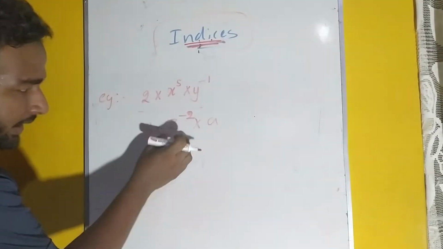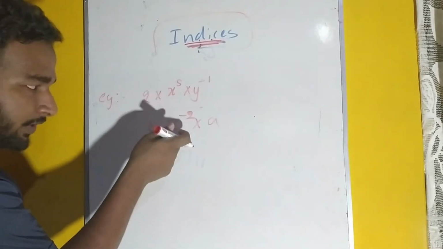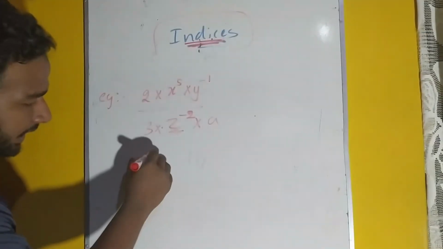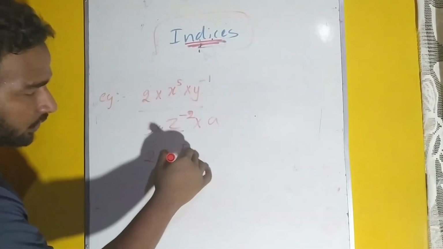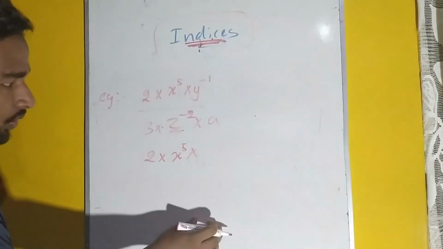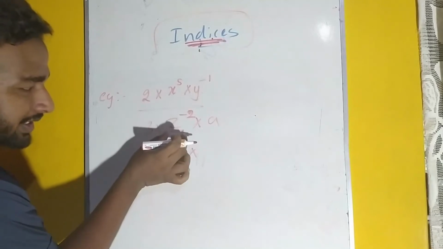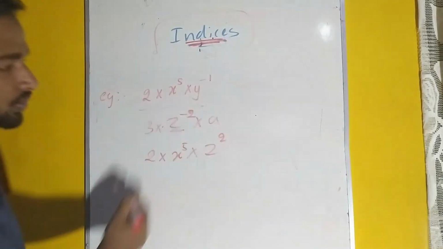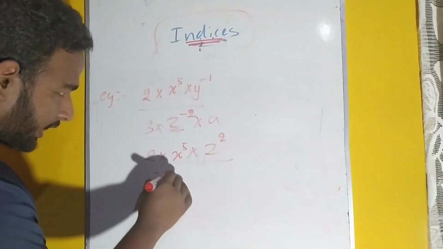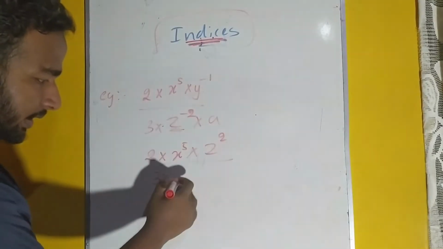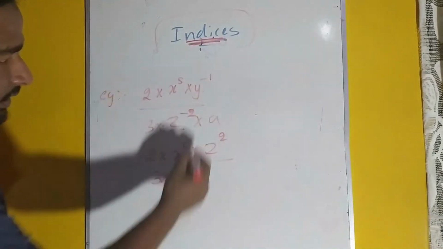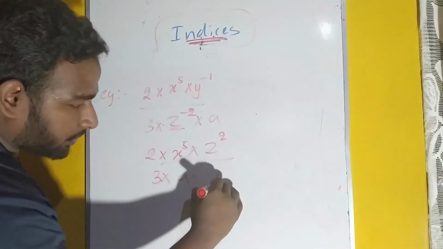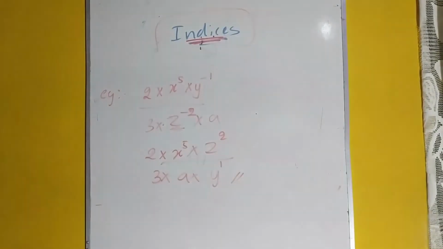Like that, in the denominator the power of z is negative. So if it comes to the numerator, it should be changed to a positive power. So I can write 2 into x to the power 5, this y comes down and this z comes up. So z to the power minus 2, if it comes up, should be changed to z to the power 2. Let's come to the denominator: 3 into the z gone up, but then the remaining is a. And y to the power minus 1, coming down, if it comes down, the power should change to plus. So this is another example.